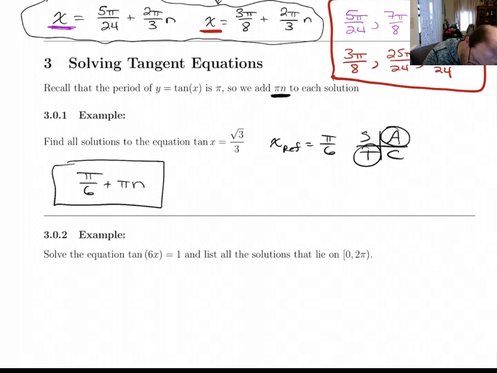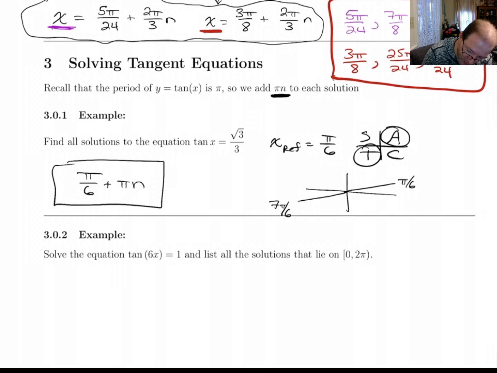Now, how does that work? Well, this first one is pi over 6. And if I drew this same reference angle into the third quadrant, it would give us 7 pi over 6. And that's going exactly halfway around, and then over here is going halfway around again. It's really because tangent has the same sign in opposite quadrants that lets us do this. So pi over 6 plus pi n gets us the full set of answers.